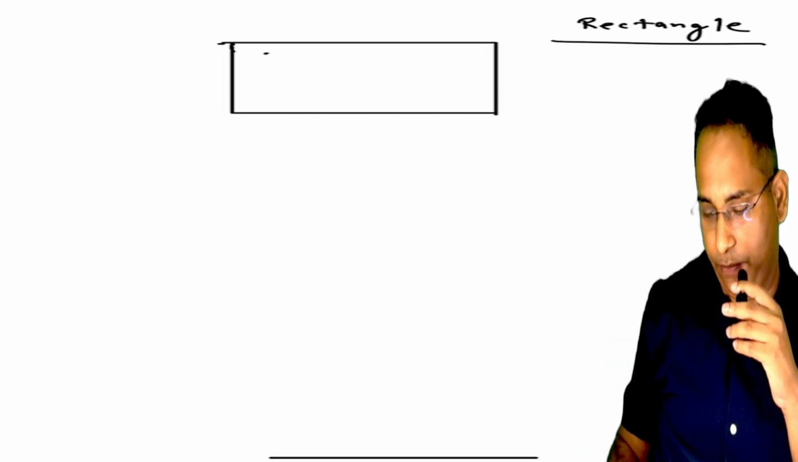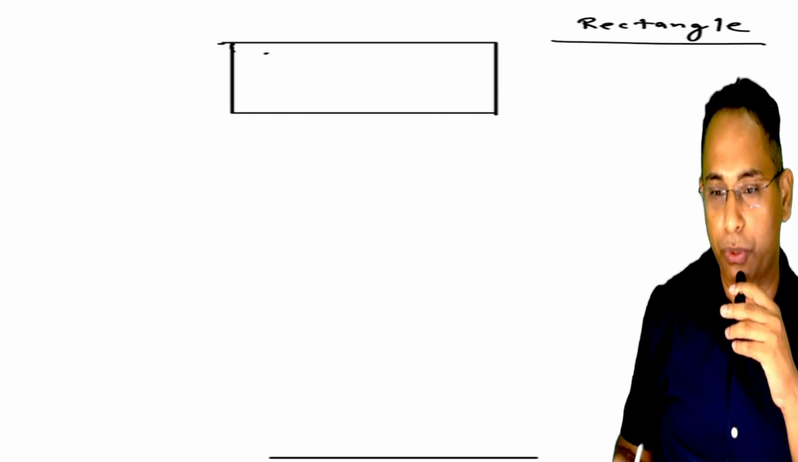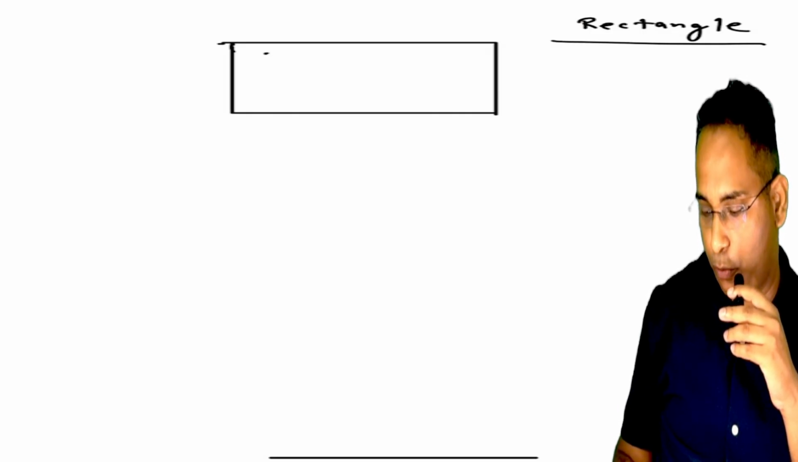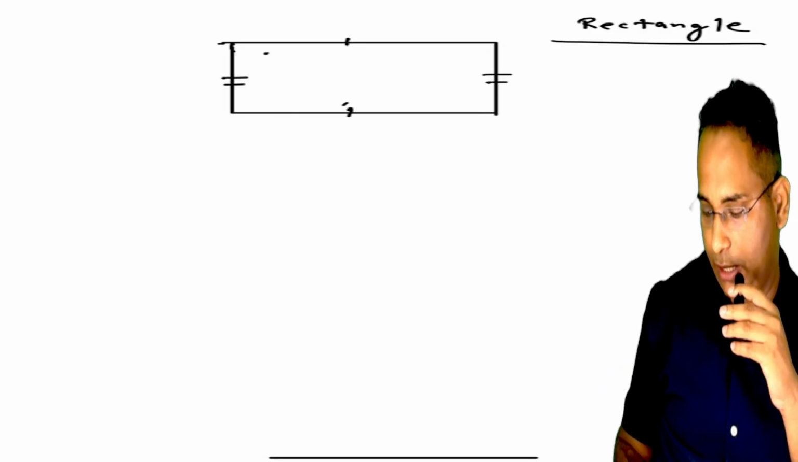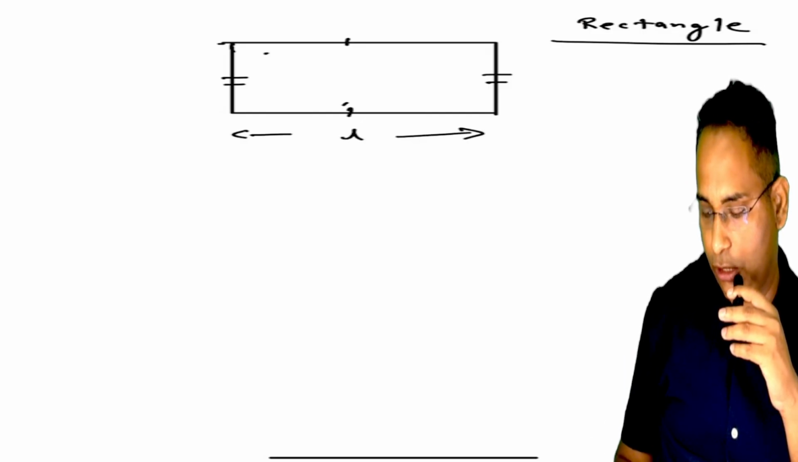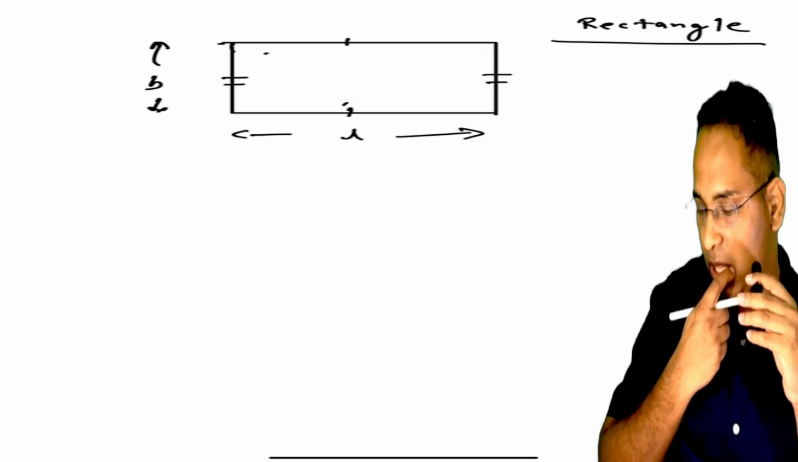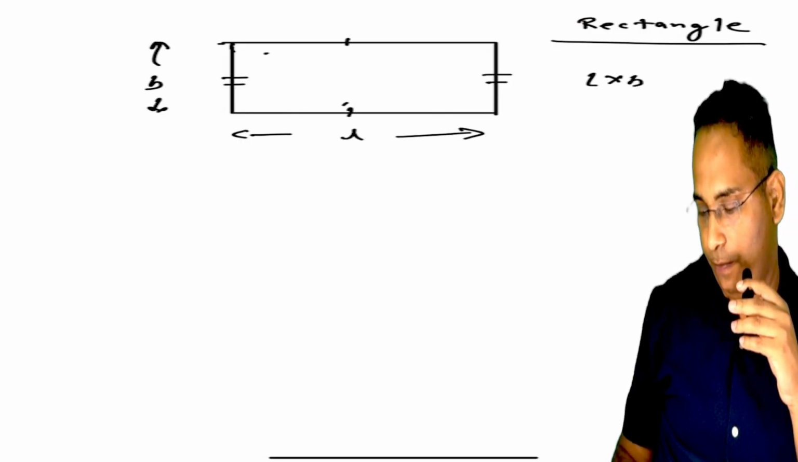Now see, this is the rectangle. Two-dimensional figure. Opposite sides are equal. This and this will be equal, and this will be equal to this. Simple. It is known as length. In short form, we can write L, and this is known as breadth. This is B. So we all know the area of a rectangle is L into B.